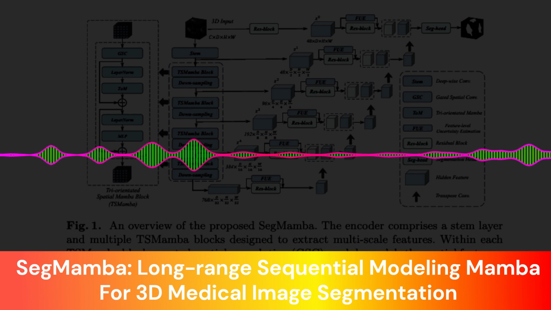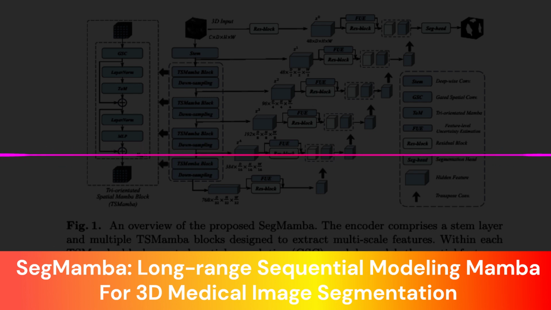Definitely. Then adding the tri-orientated Mamba, ToM, improved things further, showing the benefit of looking in multiple directions. And finally, adding the FUE module for uncertainty estimation gave another incremental improvement. It shows each component is pulling its weight. Makes sense. Each piece adds value.